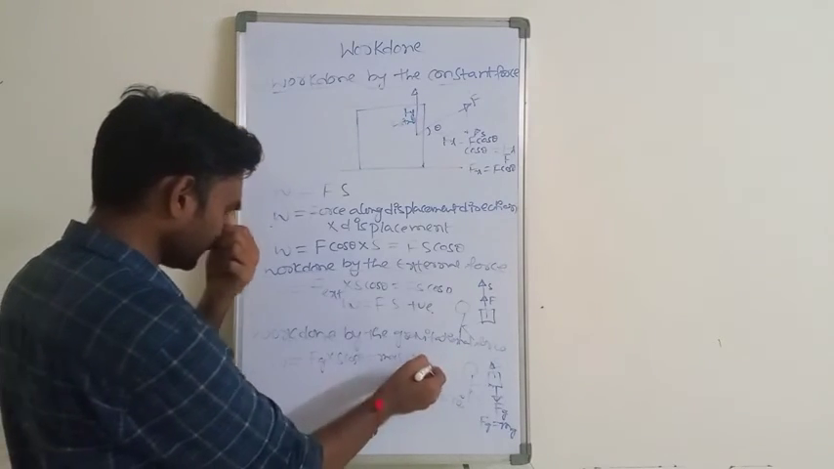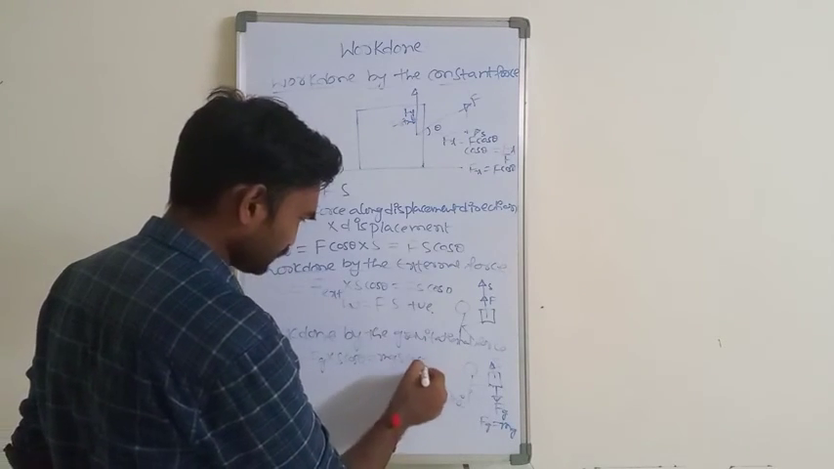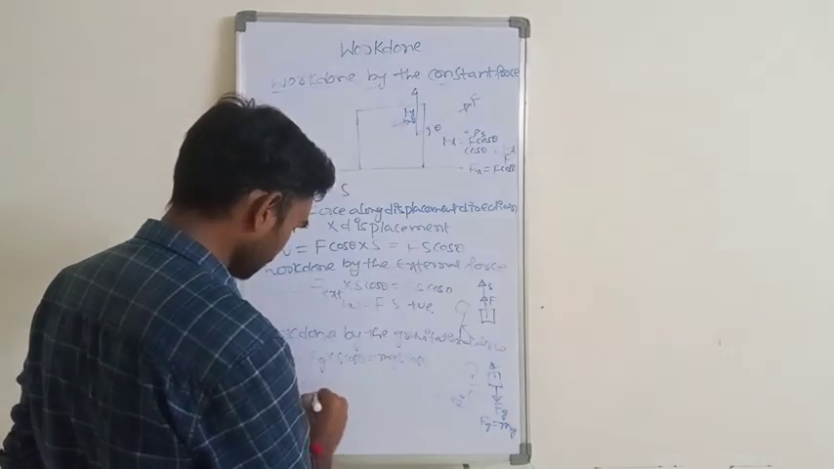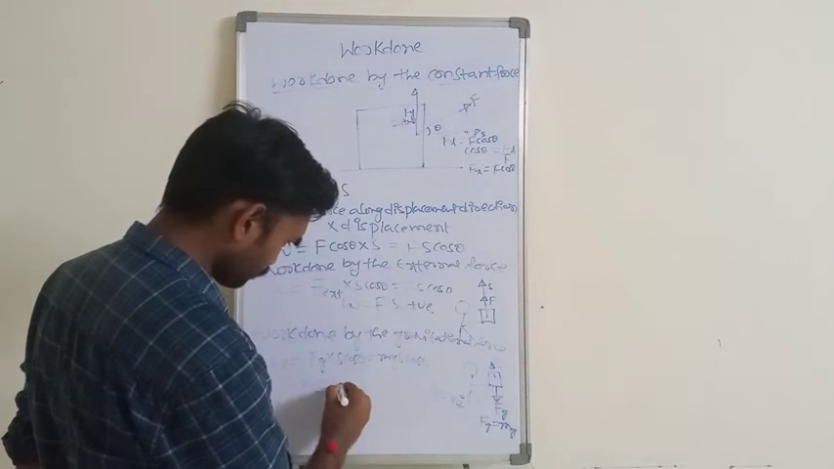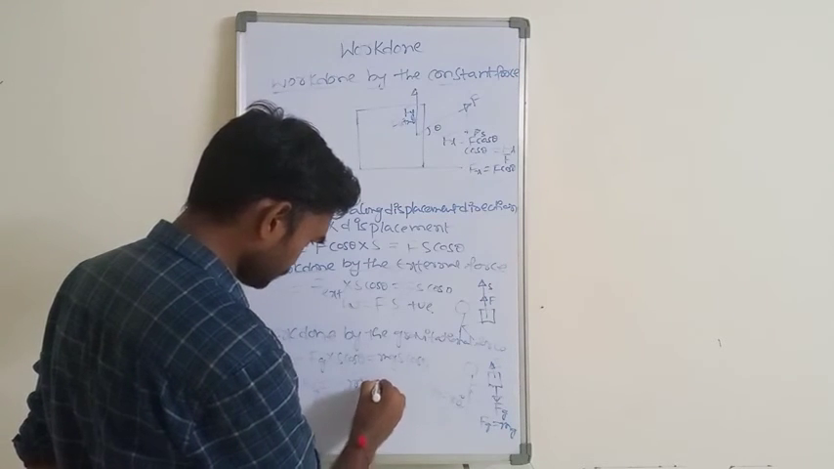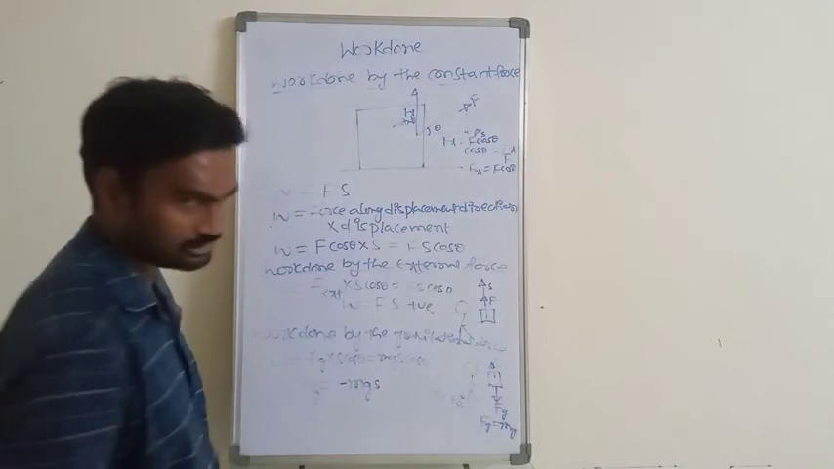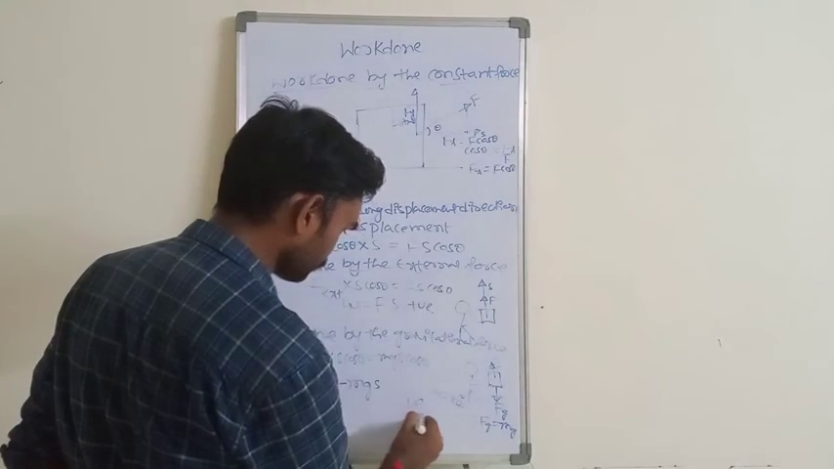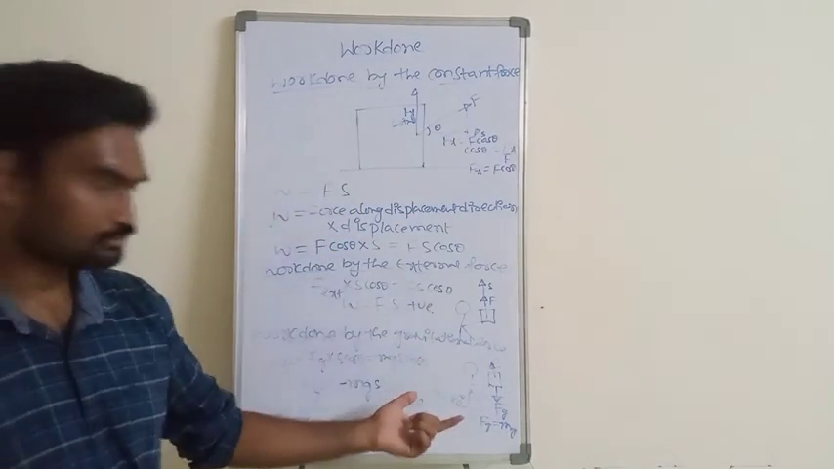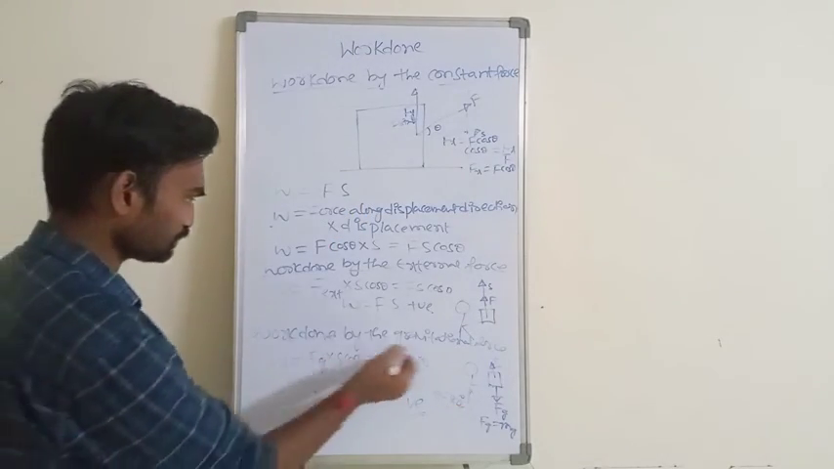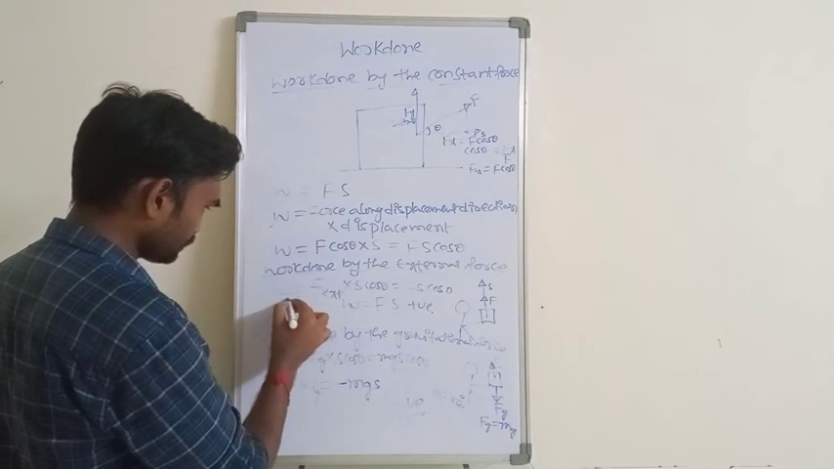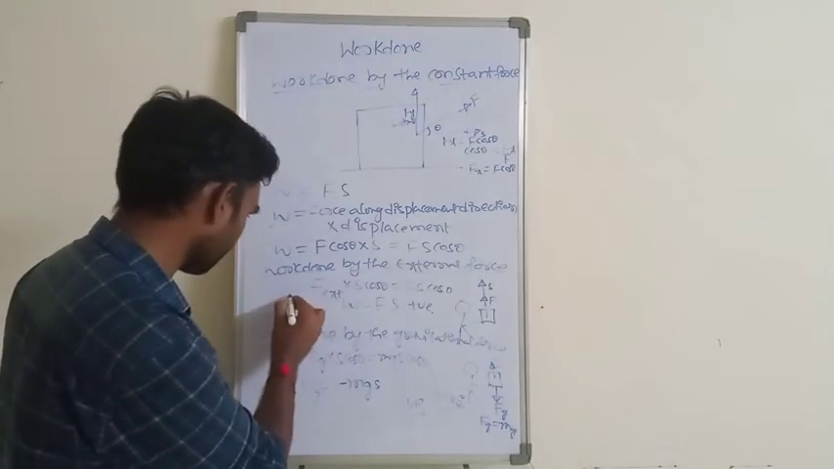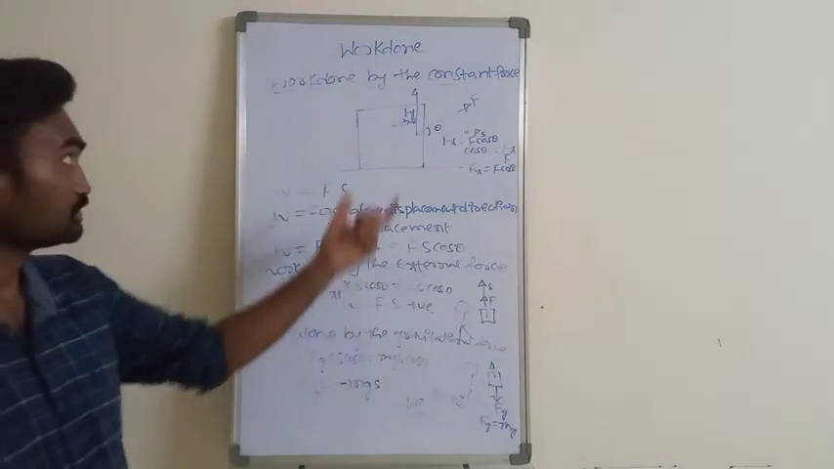Substituting theta in the formula, cos 180 is minus 1. So finally, the work done due to gravity is equal to minus mg s. We are getting a minus sign, which means it is a negative work done. So the work done due to gravitation is negative work done. This is the work done by the gravitational force, and the earlier one is work done by the external force. So this is about the work done topic.